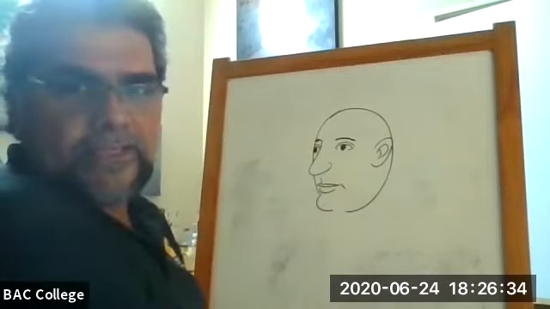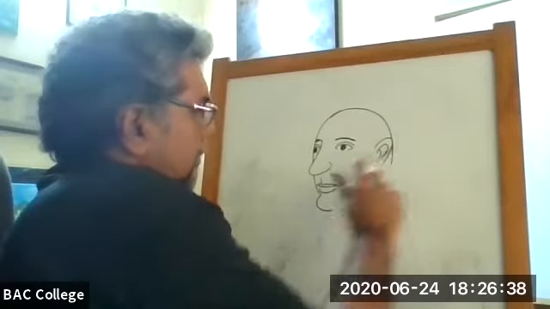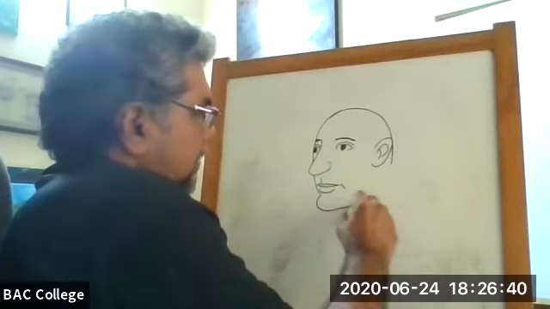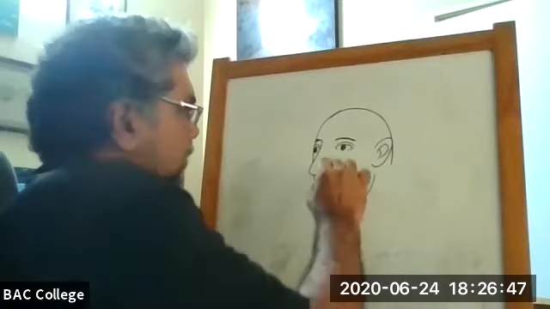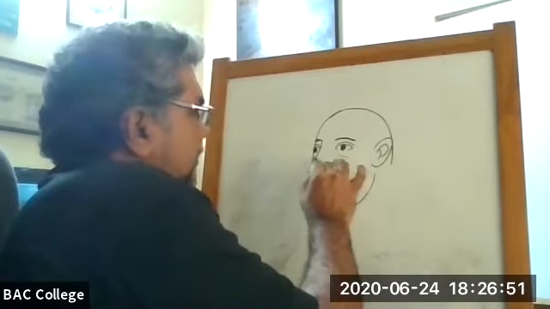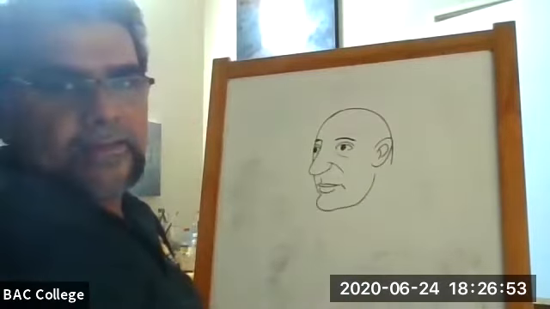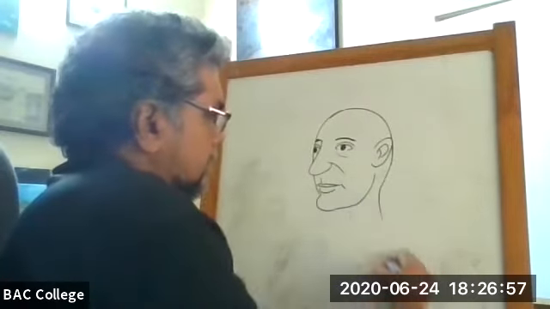Let's get a nice chin for him. This one is a bit too fat, so you get a nice jaw for him. And then you can also get a line like this, and if you want, you can get that little line here. And then you get the neck.